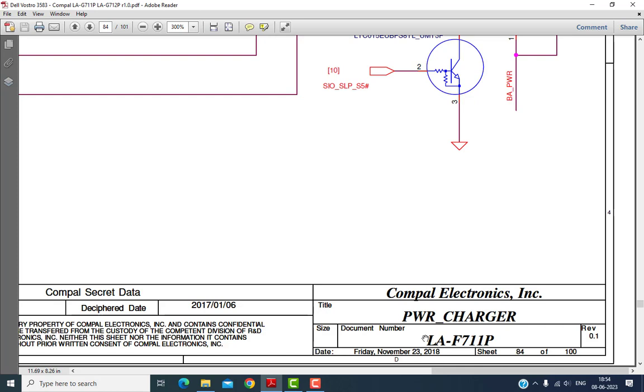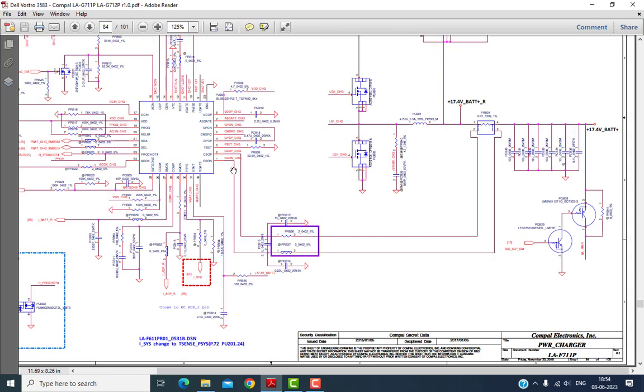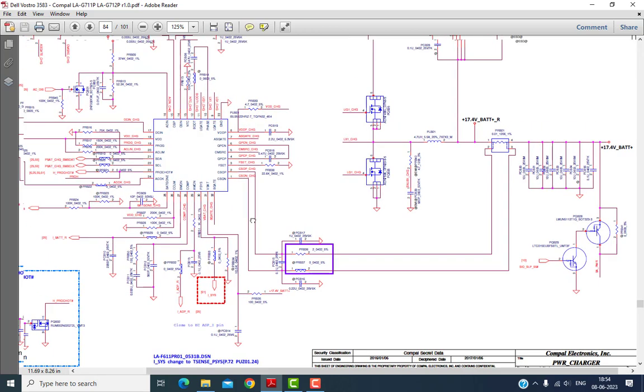Okay, what is the title written here? The Power_Charger. The power charger means the power section or the charger section. This motherboard is made by Compal, and the model number is LA-F711P. So in this way we can come to know this page is called the battery charging section.